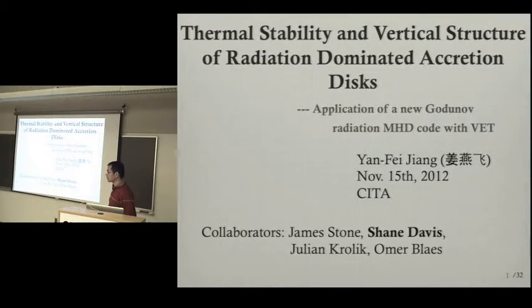Jiang, visiting us from Princeton University. So Yan-Fei did his undergraduate work at Tsinghua University, I know I pronounced that badly, in Beijing. And he's a graduate student at Princeton. He's doing his thesis work with Jim Stone.